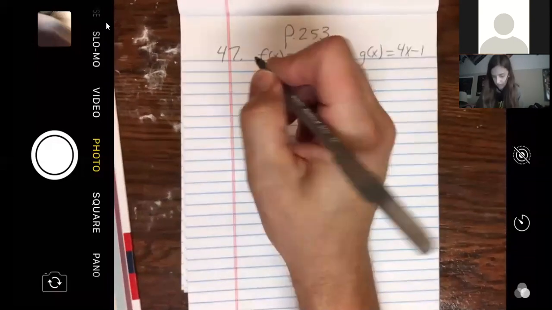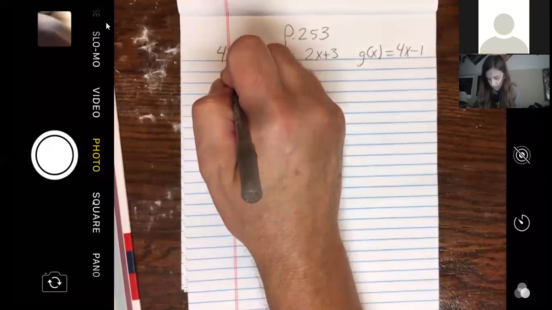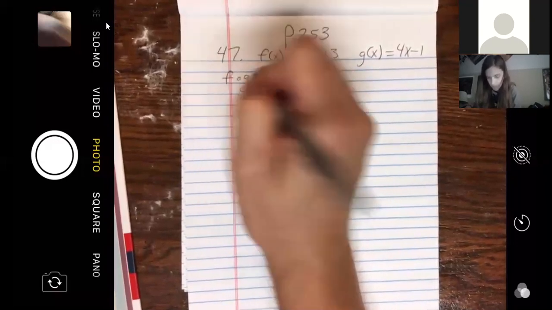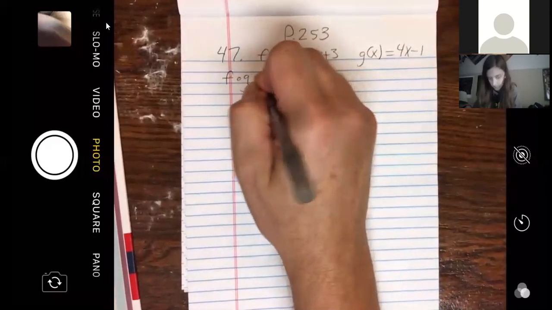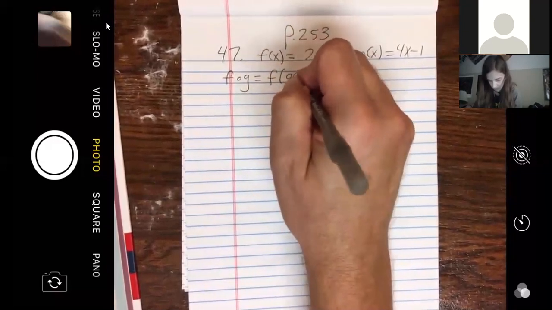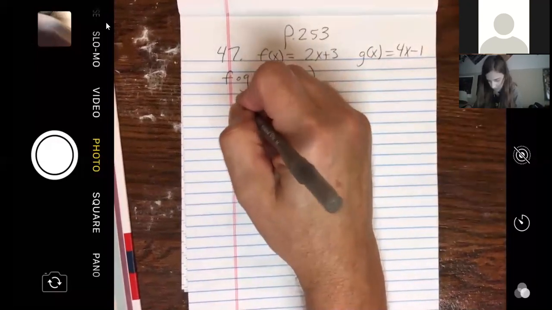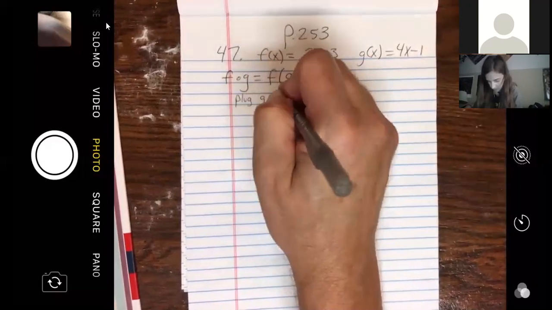All right, again, they don't separate them out, A, B, C, or D, so I'll just write them down in order. F, little circle G. I'll do all the steps. This means f of g of x. In plain English, it means plug G into F.